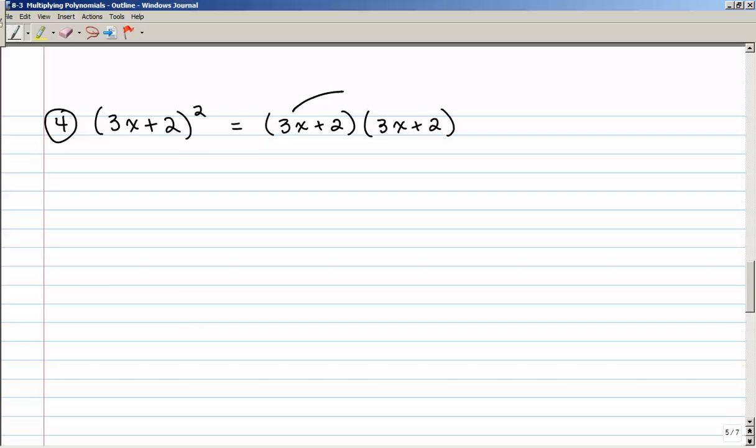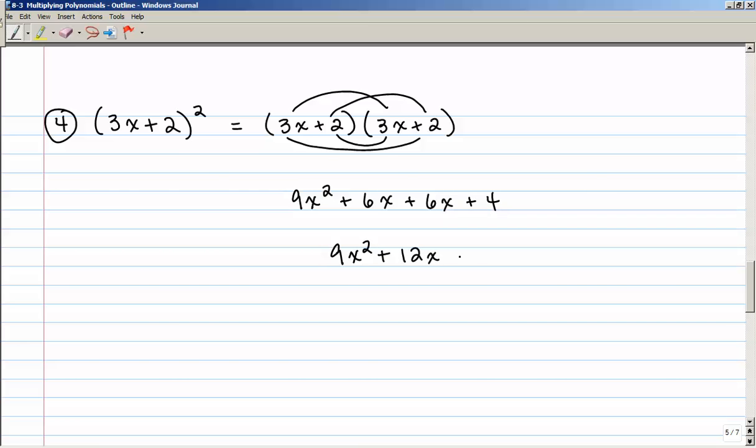Now we can use the FOIL method. First, 3x times 3x is 9x squared. Outer, 3x times 2 is 6x. Inner, 2 times 3x is another 6x. And last, 2 times 2 is 4. Combining my like terms, again I have 2 in the middle. 9x squared plus 12x plus 4.